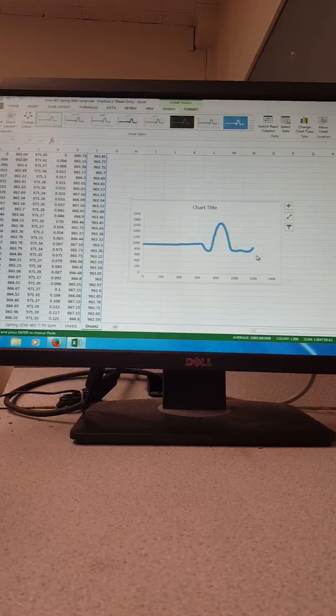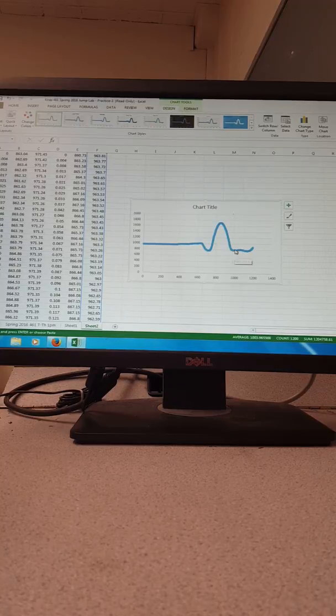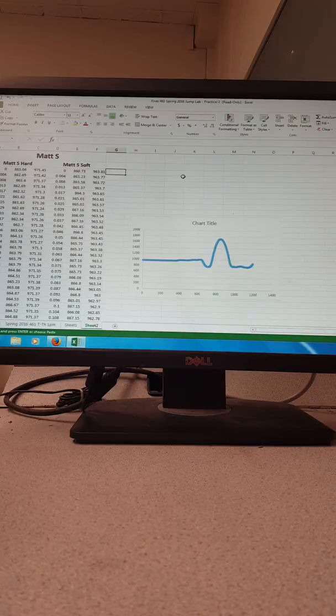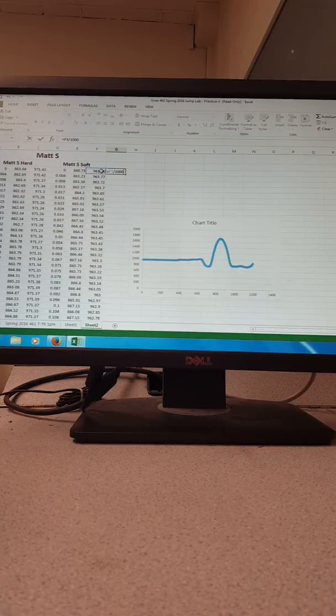Sure enough, it looks like this. The data is not very clean, but you get the idea. So how do we go from here? The very first thing we do, divide by 1,000. Double click it.